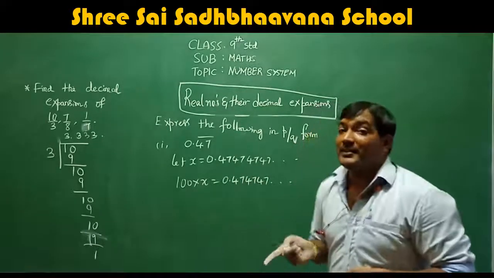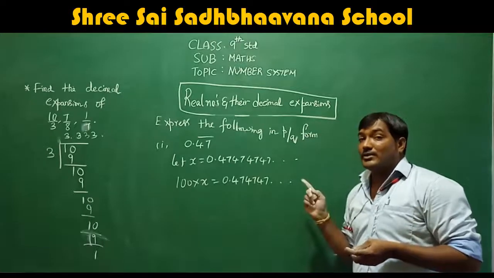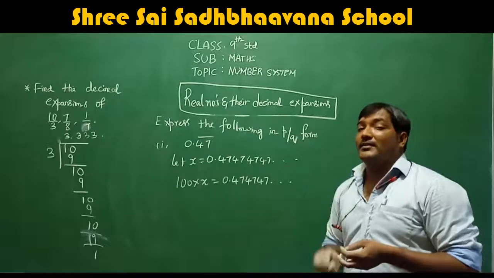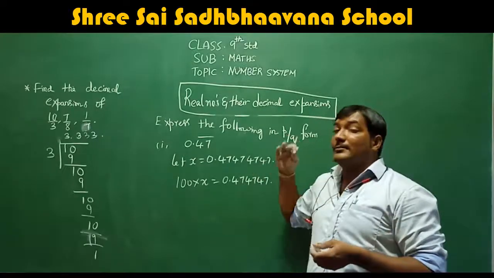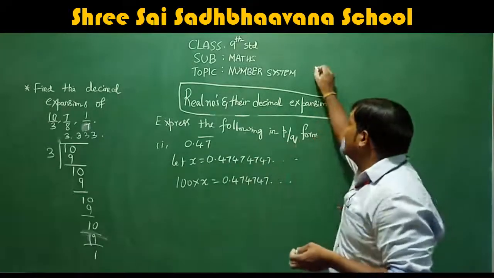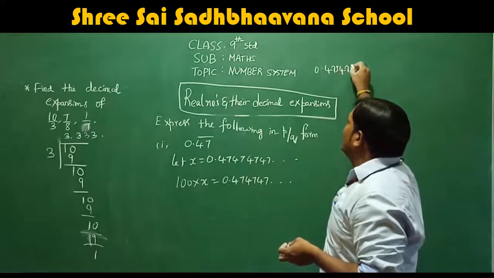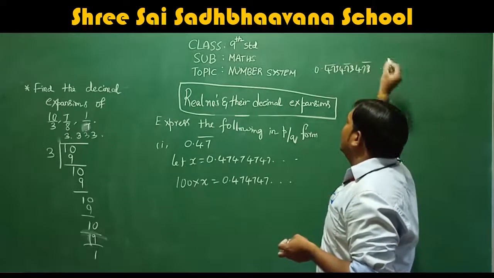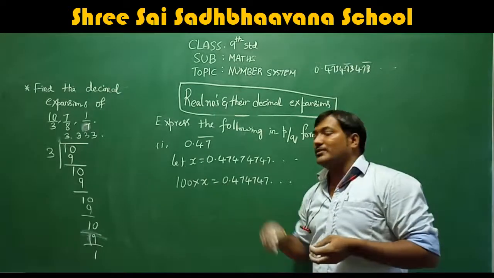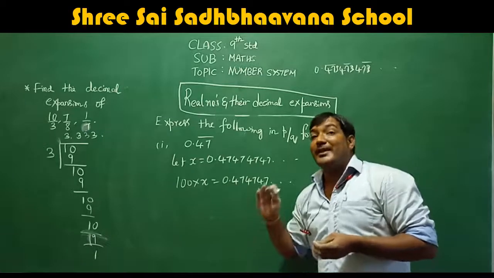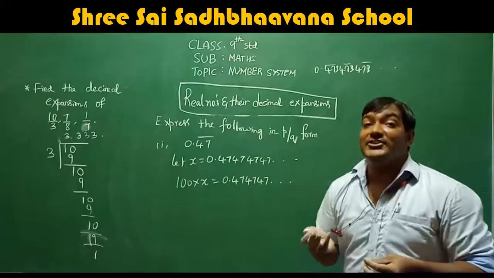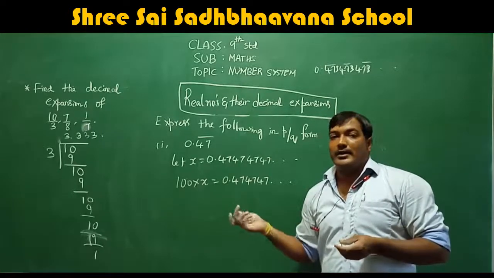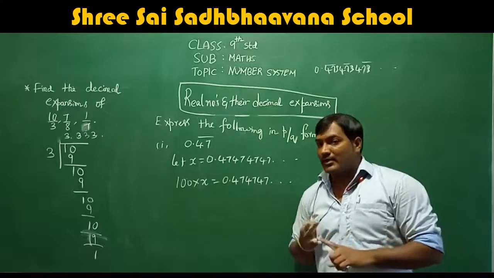You multiply with 10 because 6 is a 1-digit number. Here 47 is a 2-digit number. So if it is 2-digit, multiply with 100. For example, if you have something 3-digit repeating, like 473, 473, 473, then you would multiply with 1000 because it is a 3-digit number. So it depends on how many digits are repeating. If it is 1 digit, it is 10; if 2 digits, 100.